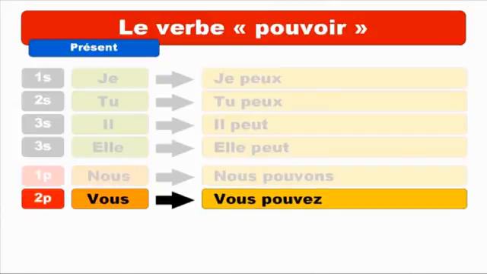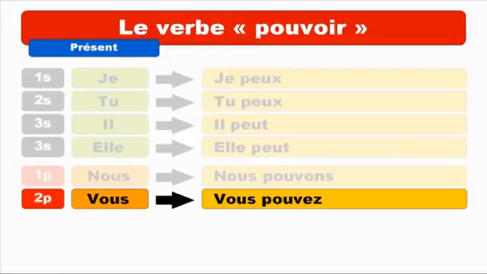For vous it's a little bit the same. It's vous pouvez. You keep this P-O-U-V, but then you put the ending for vous. The classical ending is EZ. You combine it: vous pouvez.